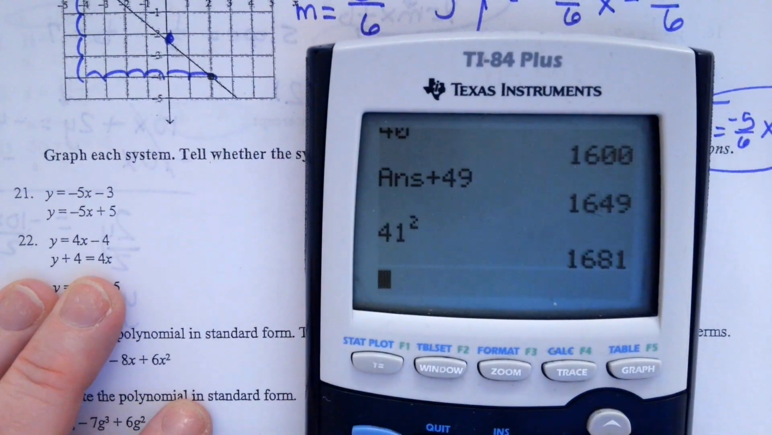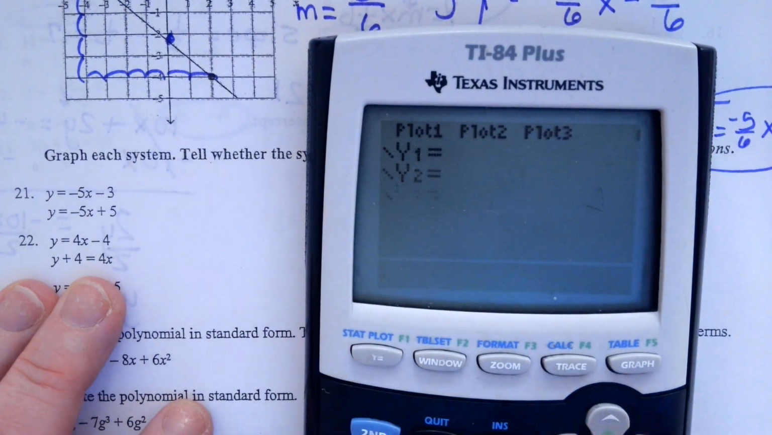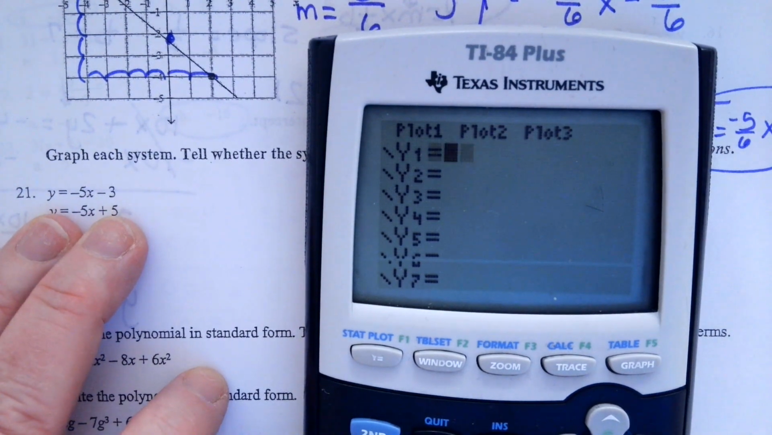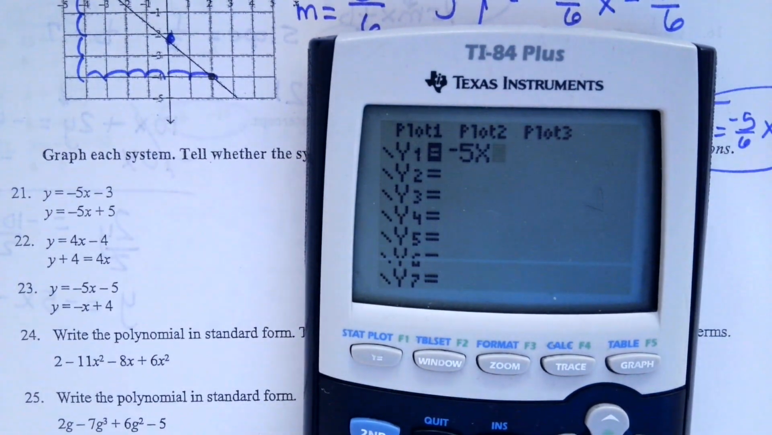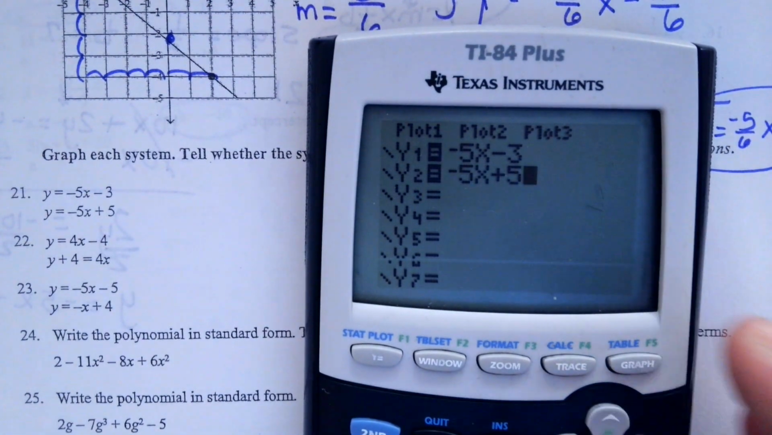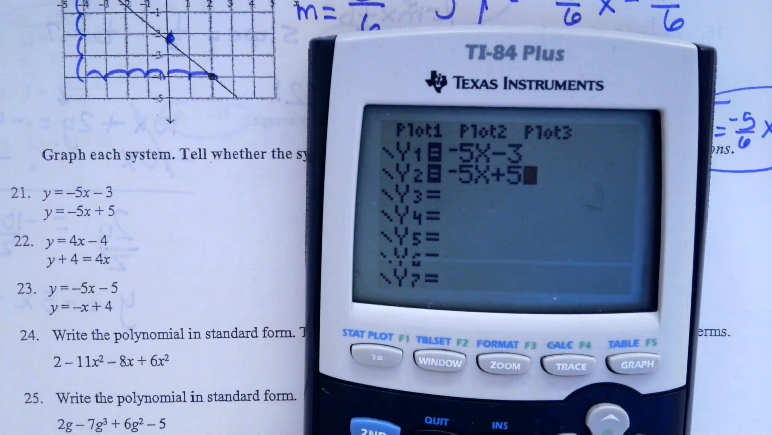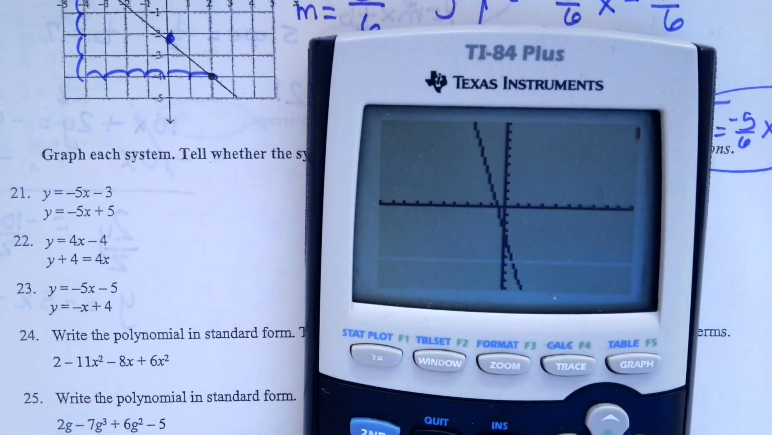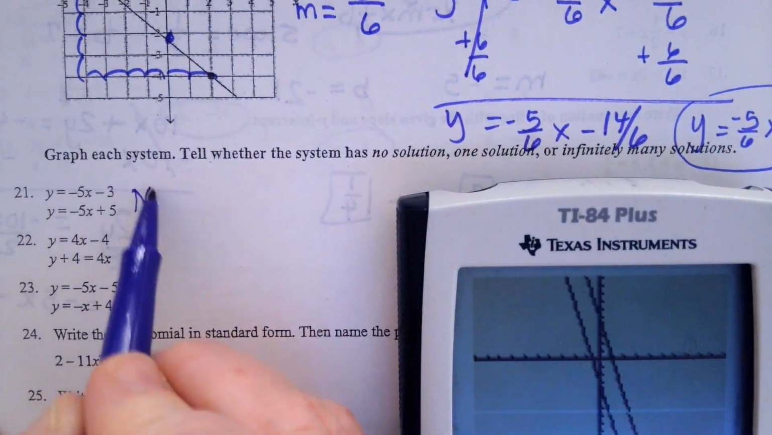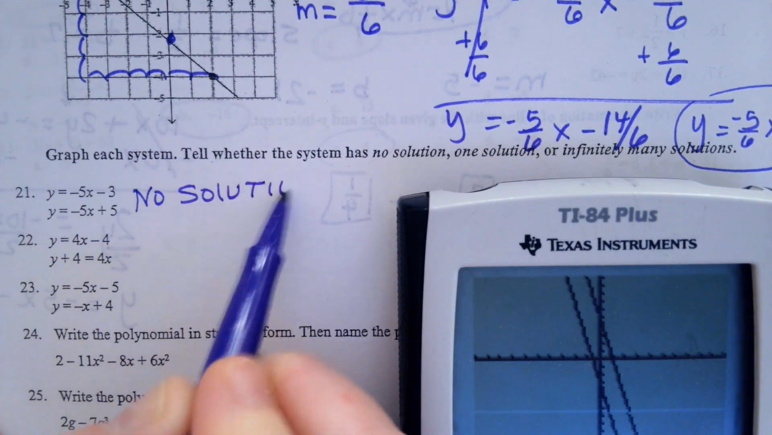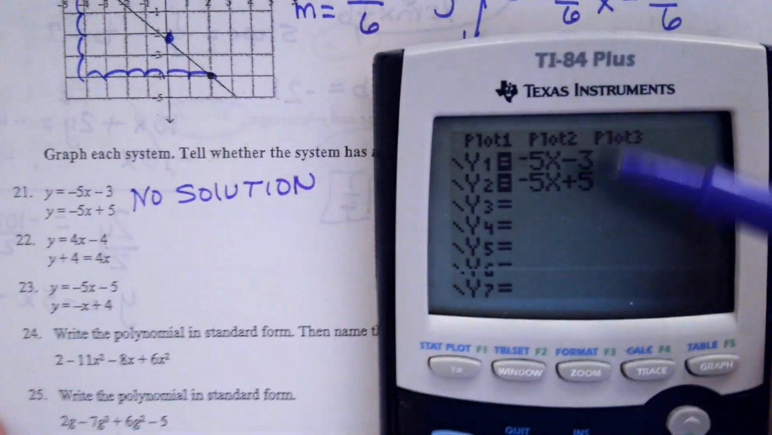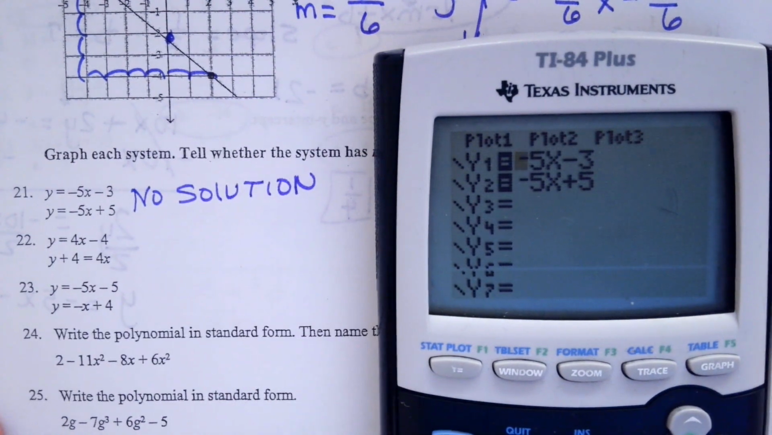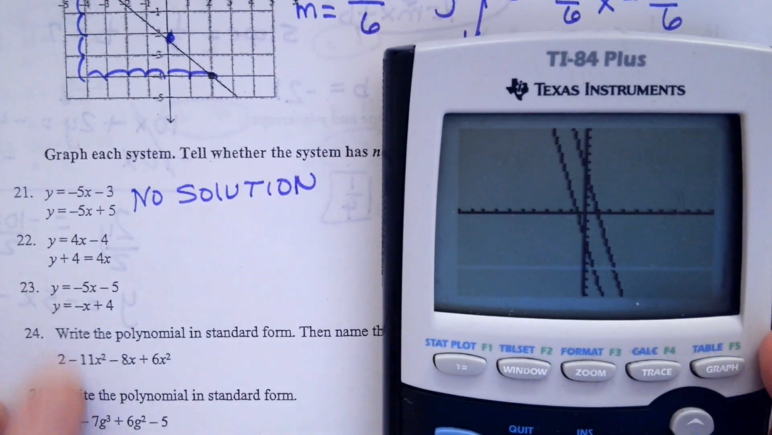So we're going to go to y equals. We're going to type this in. Negative 5x, excuse me, minus 3. Negative 5x plus 5. Those both in y equals, and we're going to graph them. And these are parallel. When they're parallel, they have no solution. They are parallel because they had the same slope. That is the same amount of slant. One of them went through at negative 3, the other one went through at 5.